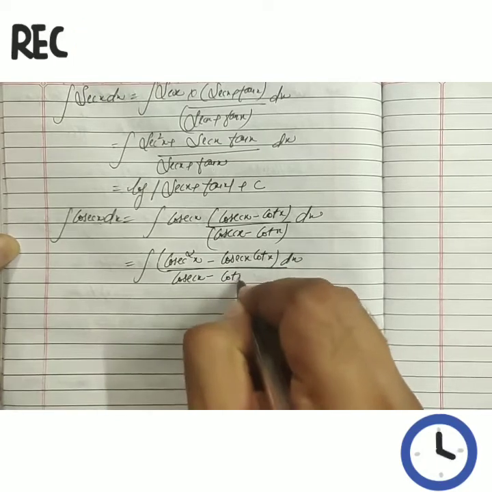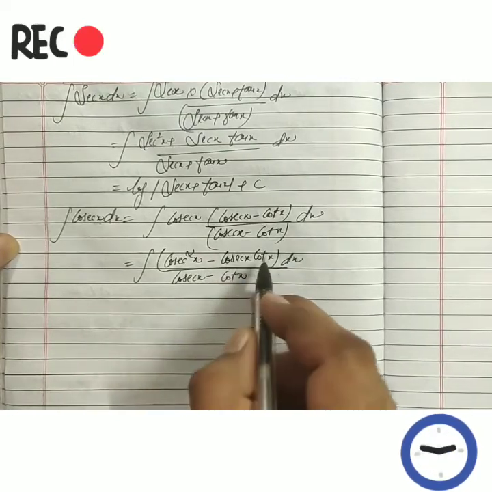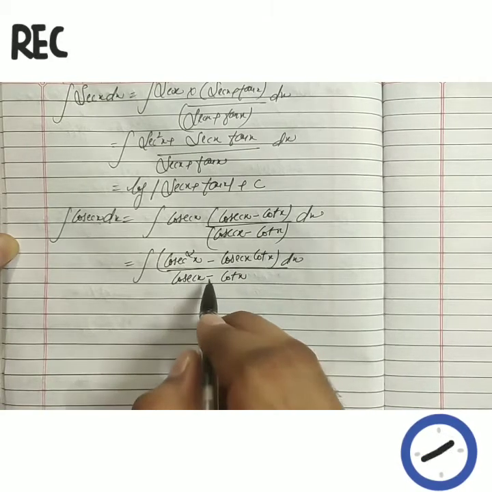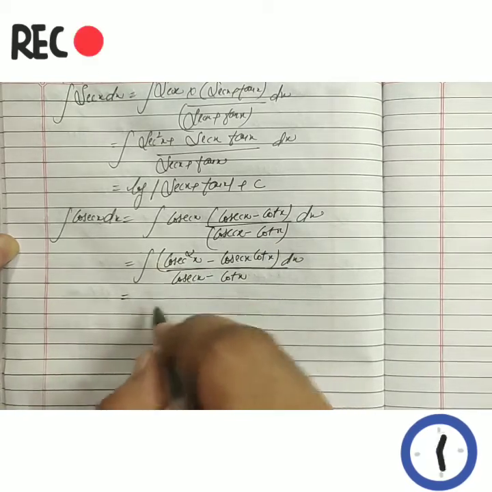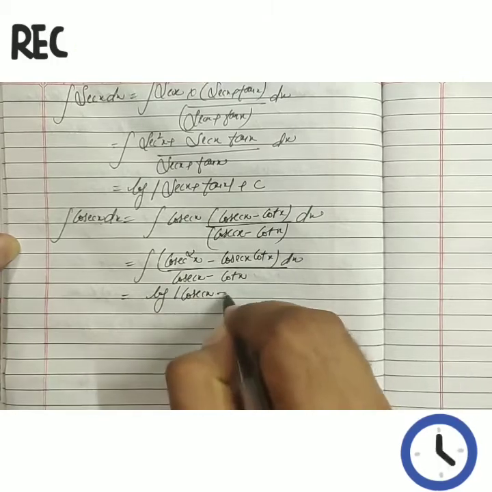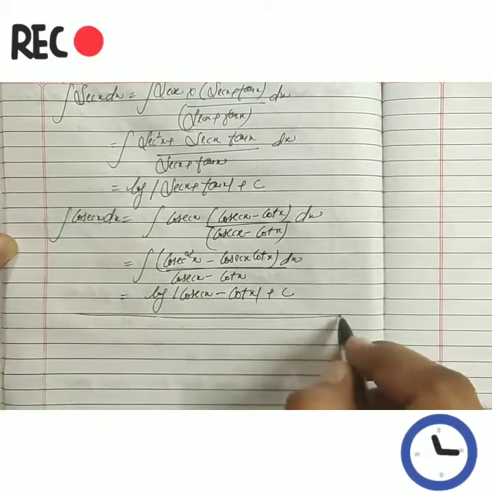and in the denominator we get cosecant x minus cotangent x. As you know, the derivative of cosecant theta is given by minus cosecant theta cotangent theta, and the derivative of cotangent is given by minus cosecant square. Due to this sign, it becomes overall plus sign, so numerator is the derivative of the denominator, so it can be written as log of the denominator, means log of cosecant x minus cotangent x plus c.